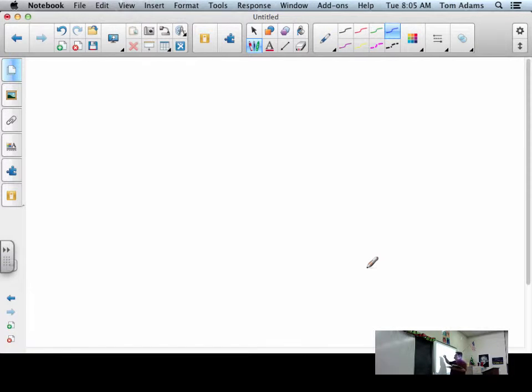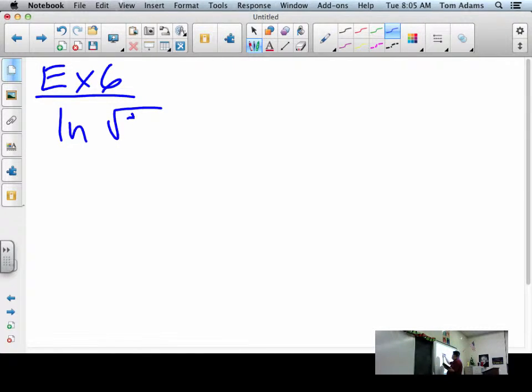Okay, so now example number 6 is almost identical to example number 4, but now we have the natural log, which means what? Who remembers what the natural log means? Somebody just say it out loud. Or not.